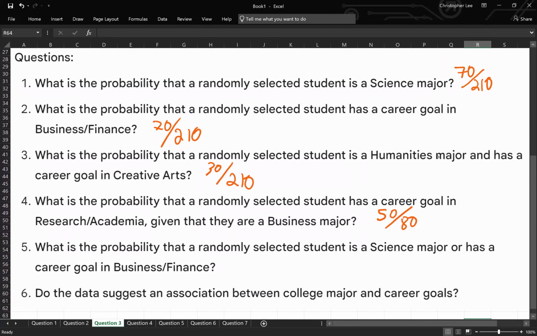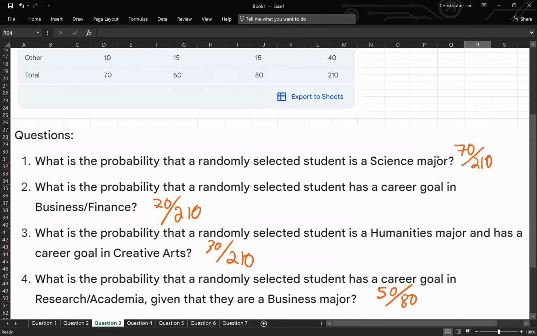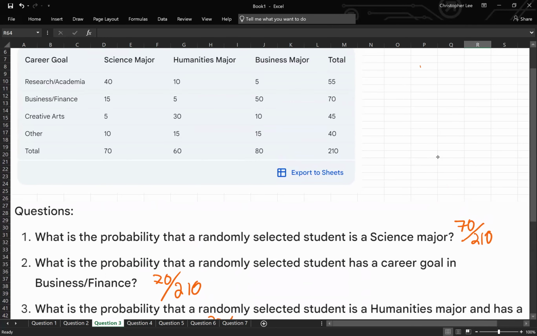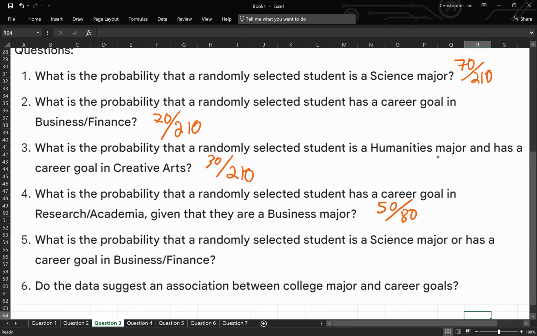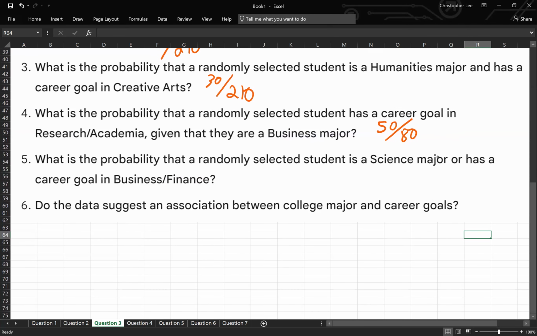5. What is the probability that a randomly selected student is a science major or has a career goal in business and finance? No. Maybe. I don't know. Let's see. Let's check it because I'm actually not sure.